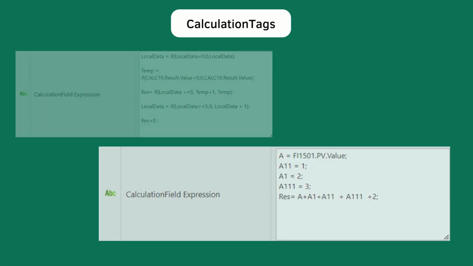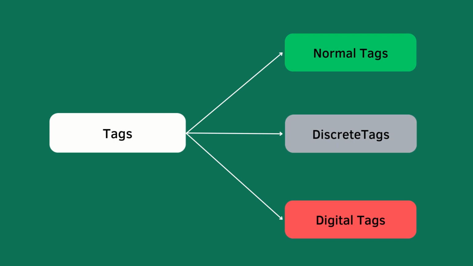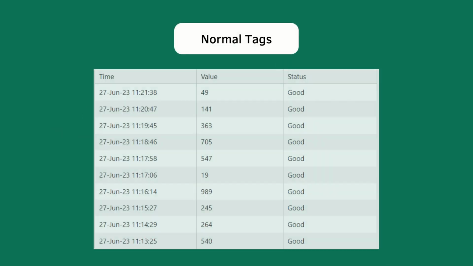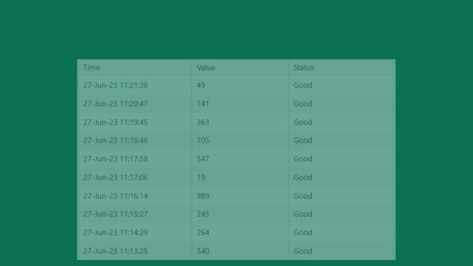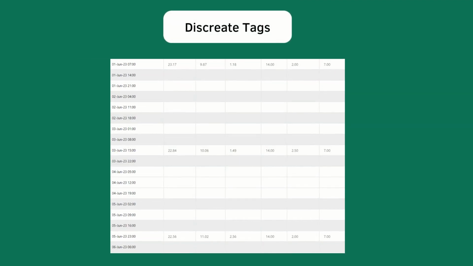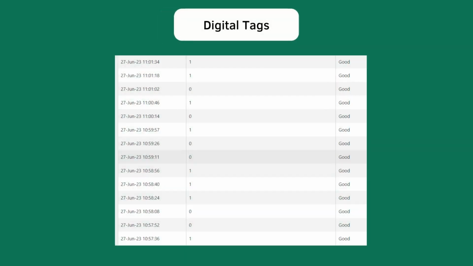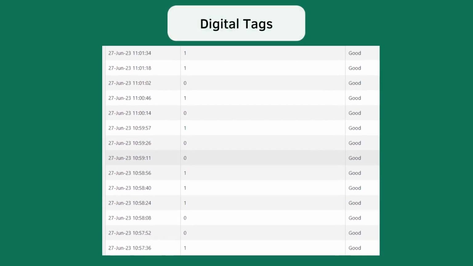Moreover, tags are further categorized based on their data outputs into different types: normal tags, discrete tags, and digital tags. Normal tags are responsible for storing continuous data streams. Discrete tags are used for storing discrete manual entries, while digital tags are used for storing digital outputs representing conditions such as on or off.